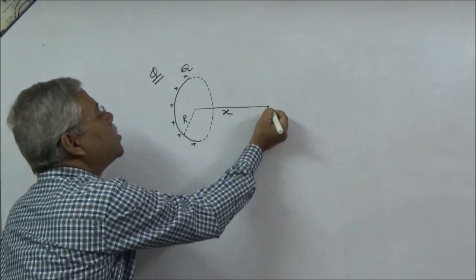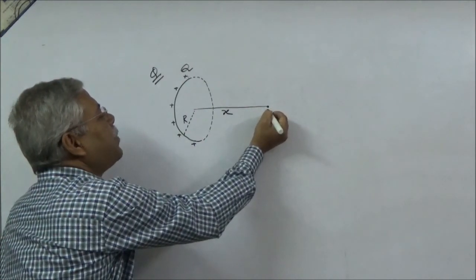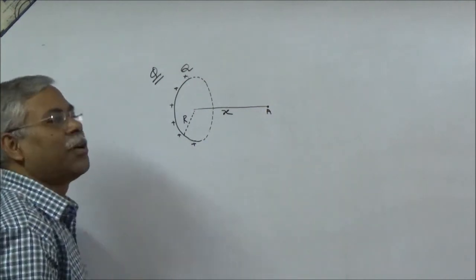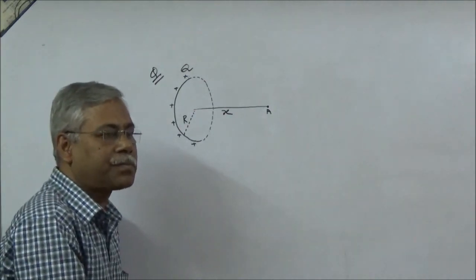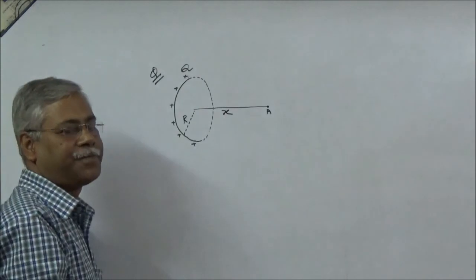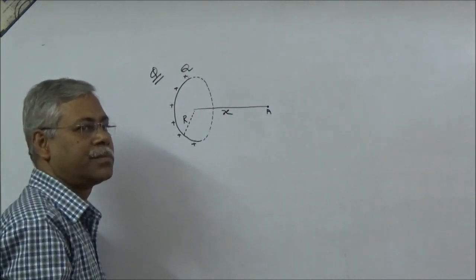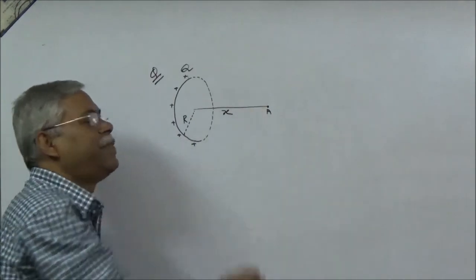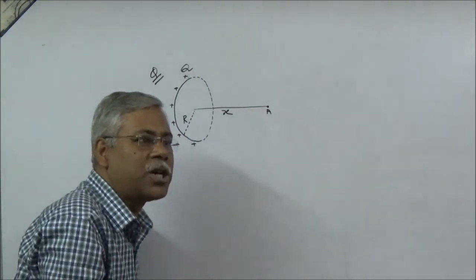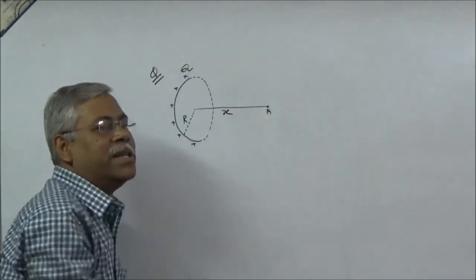P is a point, or A is a point at a distance of x. You have to find the field at this point. Calculation of field. Field means what? Force on a +1 charge. Calculation of field has become critical in this case.